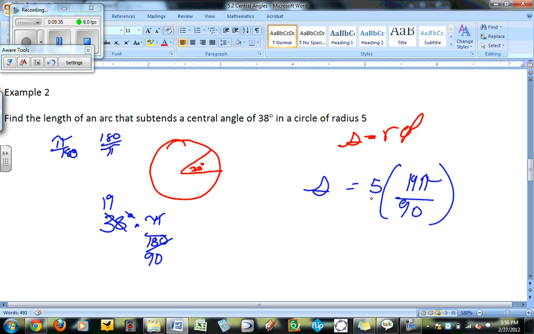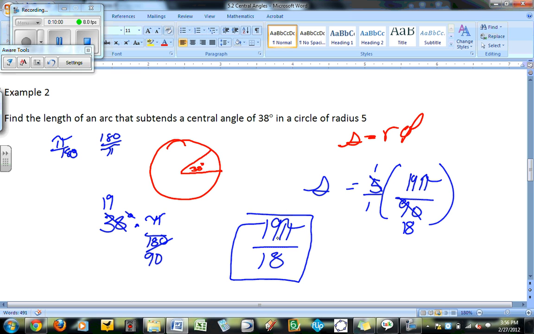Again, we look diagonally first to make sure we're in simplest terms. I know I can take a 5 out of 90 because it ends in a 0, and it's going to be 18. And this is a 1, so when I multiply straight across, it is 1 times 19 pi, which is just 19 pi over 18. If we wanted the actual number, we could take 19 times pi and divide by 18, and we'd get approximately 3.316. The problem doesn't say the unit, so we'll just call it centimeters. So this arc length is roughly 3.32 centimeters.